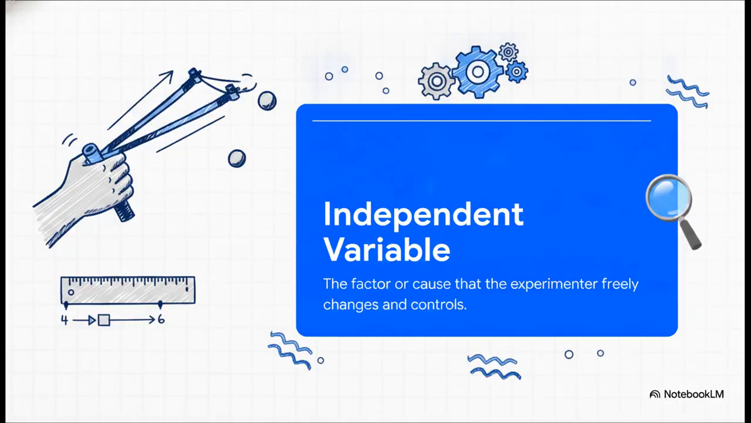Let's define the first of those 3, the independent variable. This is the specific factor, the root cause really, that the experimenter freely changes and controls. So going back to our mental lab, when you intentionally decide to stretch the slingshot to exactly 6 centimeters instead of 4, that stretch is your independent variable. You are completely 100% in charge of it.